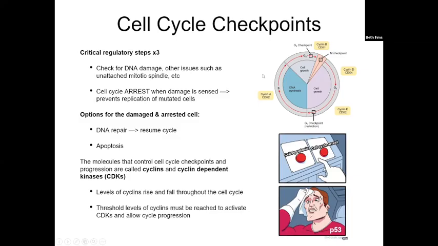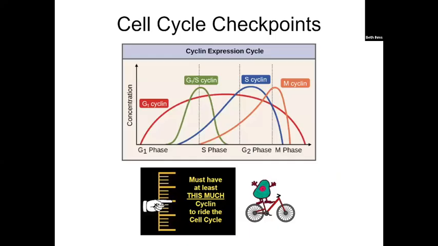So the molecules that control these checkpoints are called cyclins and cyclin-dependent kinases. Cyclins, like the cycle, they actually rise and fall in a cycle. So you have to reach a certain level of cyclins to progress to the next stage, like this. So these levels of cyclins rise and fall. In order to go from G1 into S, you have to have this much G1S cyclin present. And then as you go through the cell cycle, it goes down and these others rise, and that tells you you're okay to enter this phase.